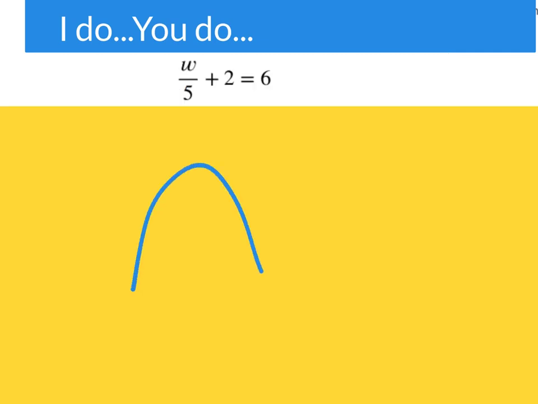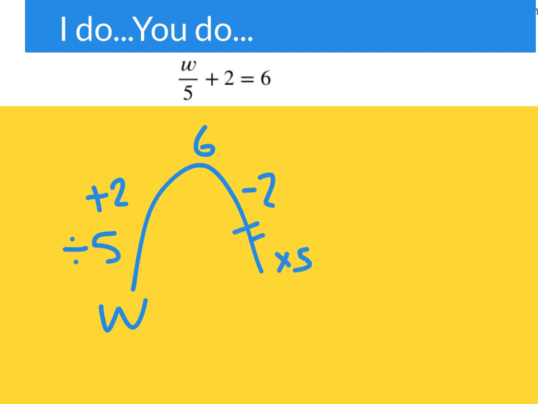Here, there was this w, and if you look at what they did in order of operations, they divided by 5 and added 2 to get 6. So we need to do the opposite and subtract 2 and multiply by 5 to get our answer. Make sure you hit equals. 6 minus 2 equals 4, and then 4 times 5 is 20.